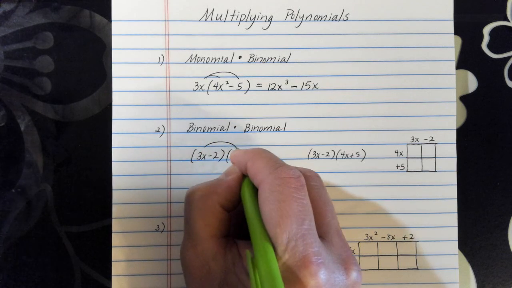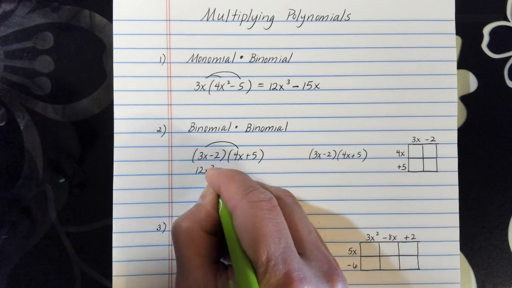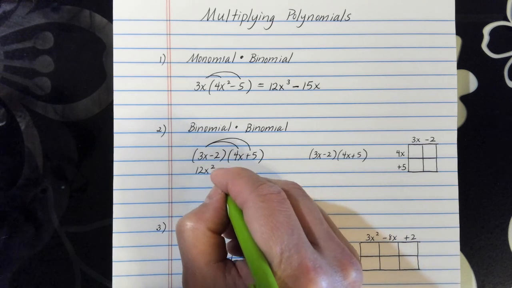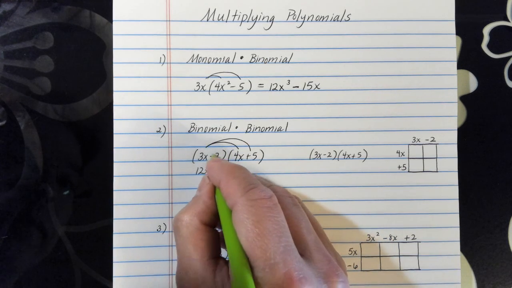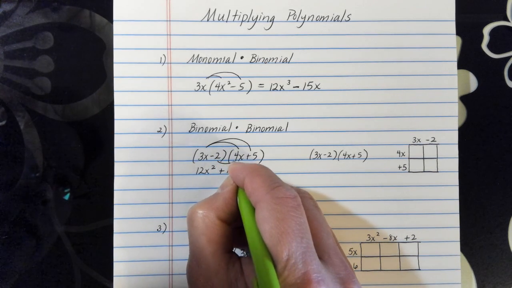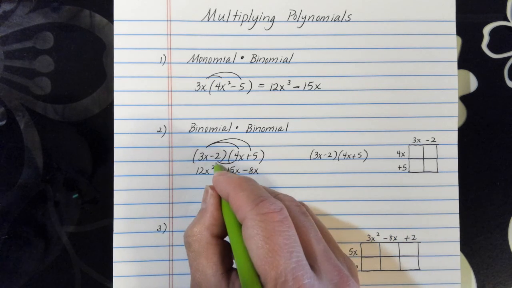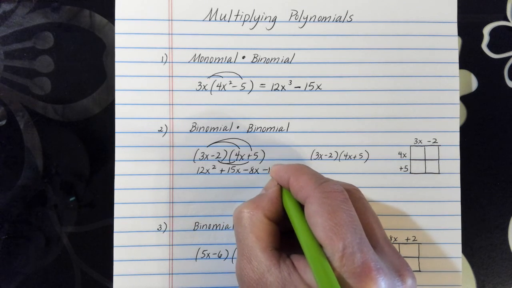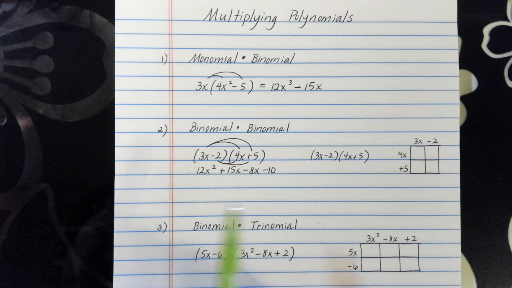Multiply 3x times the 4x, and you get 12x squared. 3x times positive 5 is positive 15x. And then, remember, this is a negative 2. Negative 2 times 4x, negative 8x. Negative 2 times positive 5 is negative 10. And then after you are done distributing, then you combine like terms.